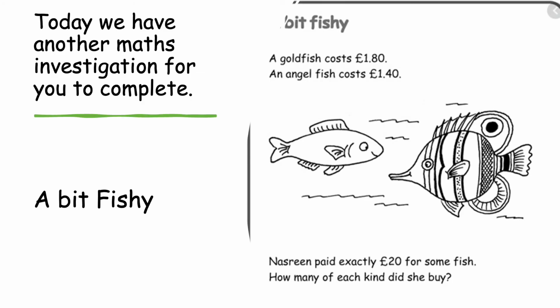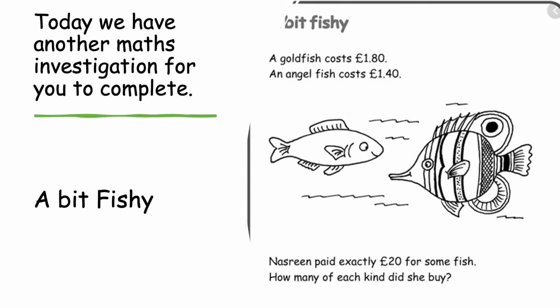Okay, so today we have another maths investigation for you to complete. And it's called A Bit Fishy, because it's all about fish. So a goldfish costs £1.80 and an angelfish costs £1.40. Nazreen paid exactly £20 for some fish. How many of each kind did she buy?